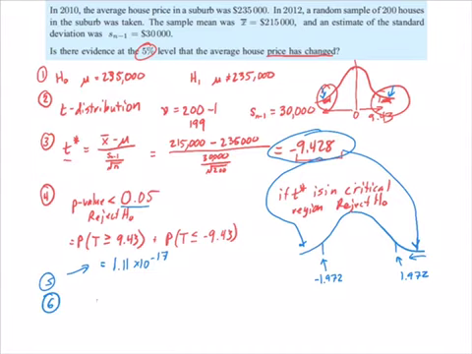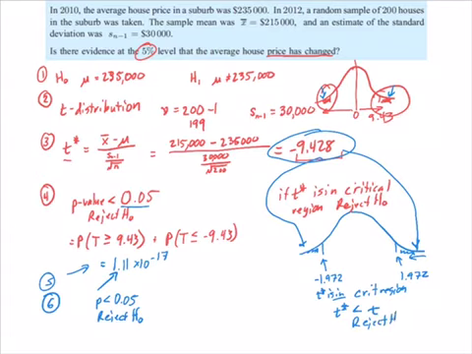Well, it's very clear that the p-value is less than 0.05. I can see that right here, which is enough to reject the null hypothesis. It's also clear over here that my 9.428 is within the critical region. It's farther than 1.972. And because it's farther than 1.972, that means the t-statistic is in the critical region. And so because of that, again, we get to reject the null hypothesis.